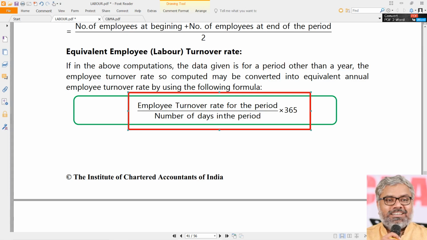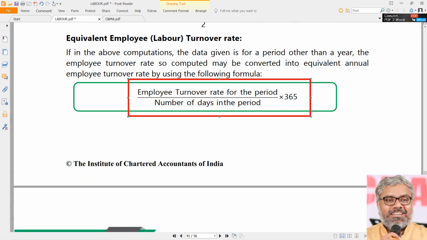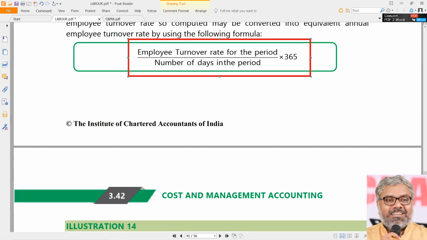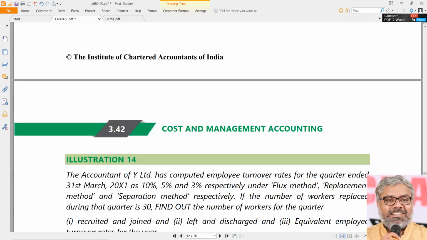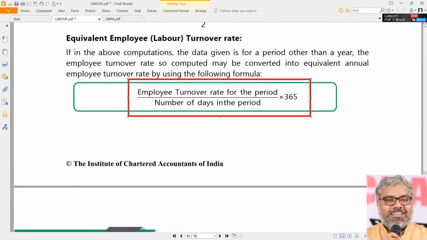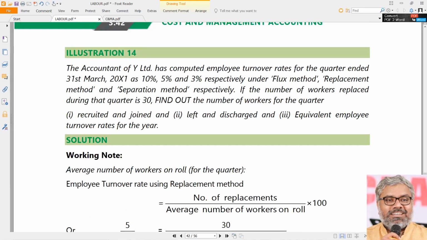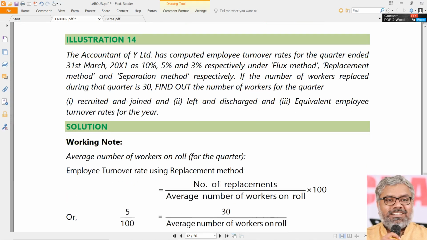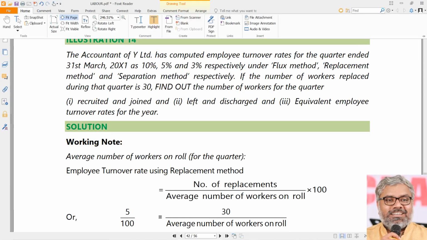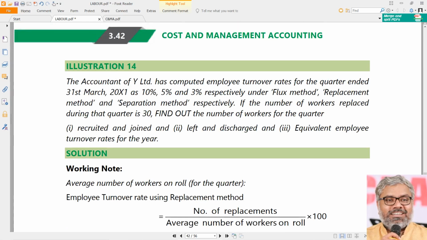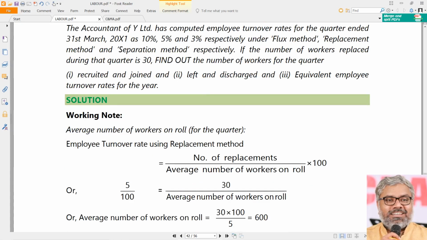So the point is, if the period is a year, we don't need this formula. If it is not a year, then we can annualize and express the labor turnover in an annualized format like this: whatever the labor turnover is, divided by the number of days in that period, multiplied with 365. These are the various aspects related to labor turnover. You need to be very thorough with these formulae, and the application of labor turnover can be asked as problems also, just for understanding how labor turnover can be used for problem solving.